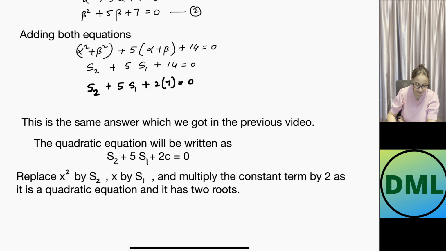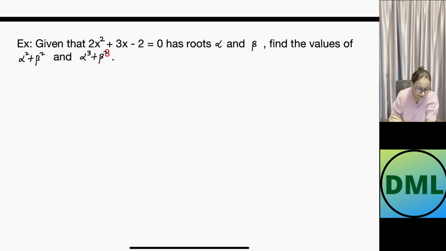Let's solve one question here. Given that 2x square plus 3x minus 2 is equal to 0 has roots alpha and beta, find the values of alpha square plus beta square and alpha cube plus beta cube. I need to first calculate the value for alpha square plus beta square. There are two methods to solve this. I'll follow both the methods and I'll explain how to do that.